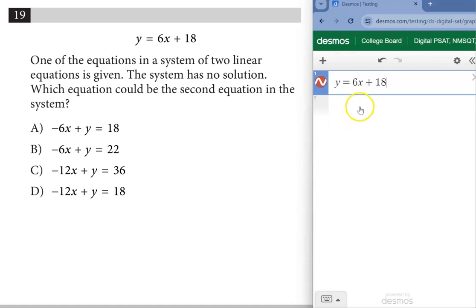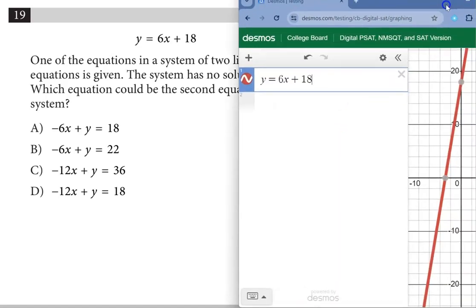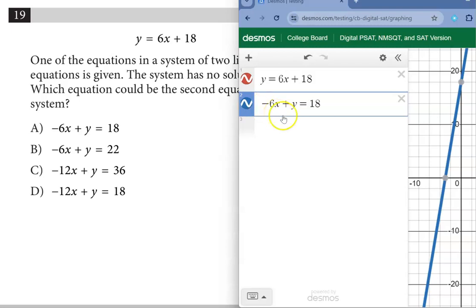So let's do y is equal to 6x plus 18. And then the first answer choice is negative 6x plus y equals 18. We'll just type that one in on the second row just like that. And that's the same line. Well, that's definitely not your answer, because that means every point on the line is a solution. We don't want that. We want two separate lines, parallel lines for this problem.